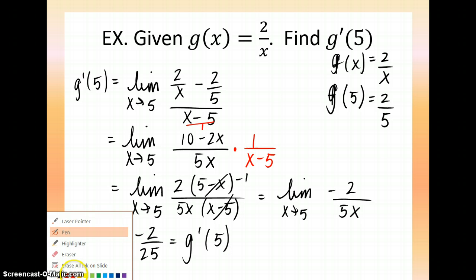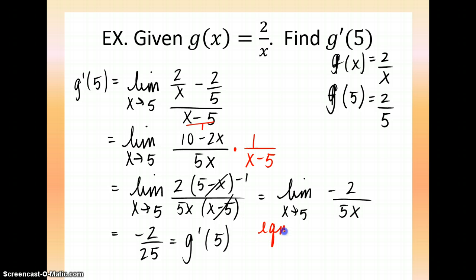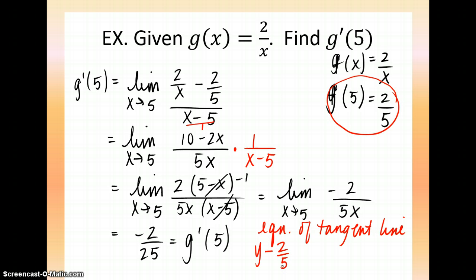So now if I ask you to write the equation of the tangent line, y minus y1, the y value at x equal to 5, we determined to be 2/5. The slope of the tangent line, -2 over 25, times x minus the x coordinate of the point of tangency.